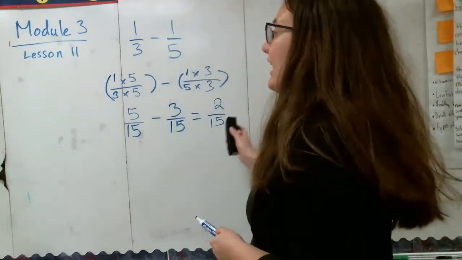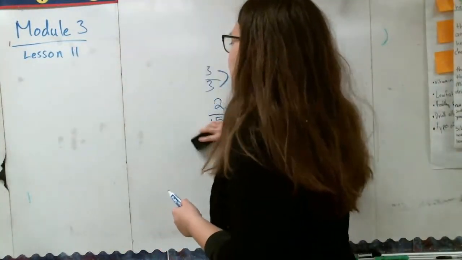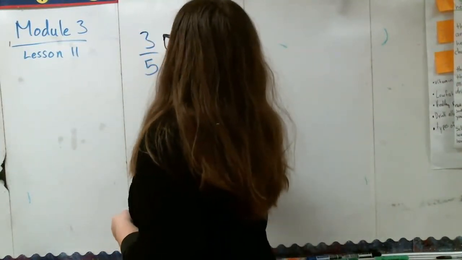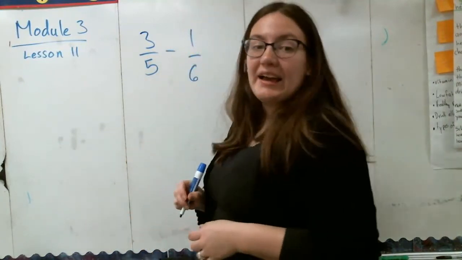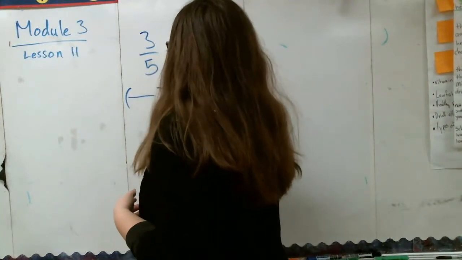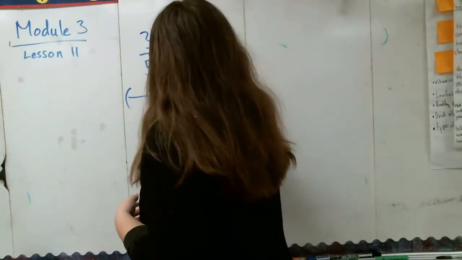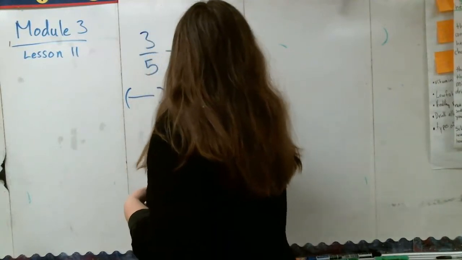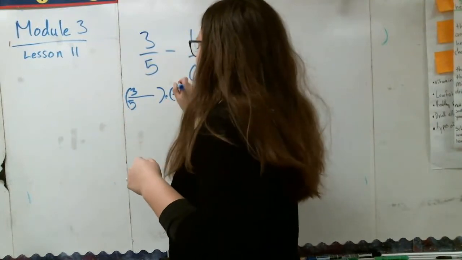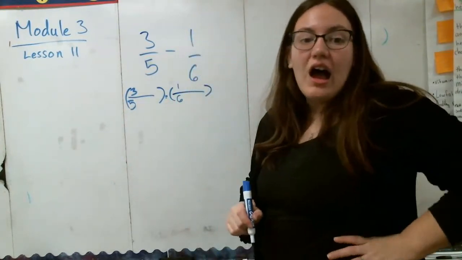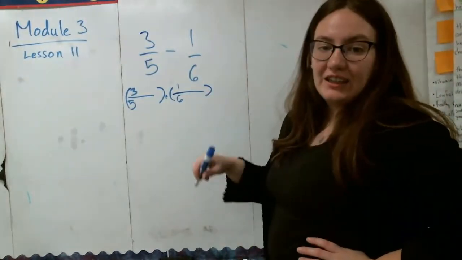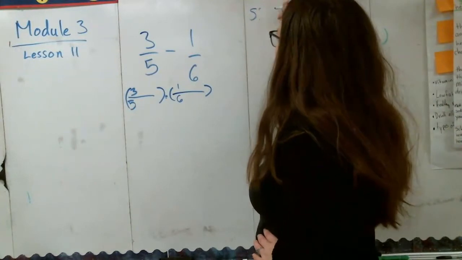So now let's take a look at another problem. So for this one, we have 3/5 minus 1/6. And for this problem, again, we're going to be setting up those parentheses and filling them in with our fractions. So we have 3/5, I'll write 3/5 over here, and then I have 1/6 over here. Now, I'm going to think about what my least common multiple would be. Since there is an even number there, I'm going to go ahead and count it out just to be safe.